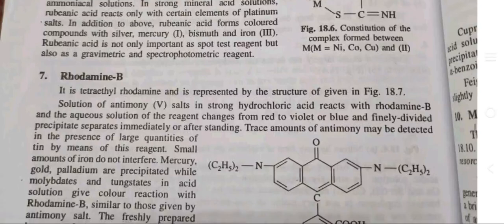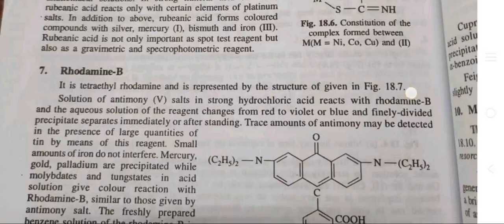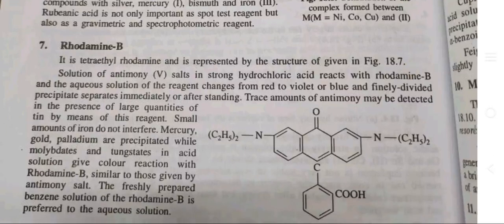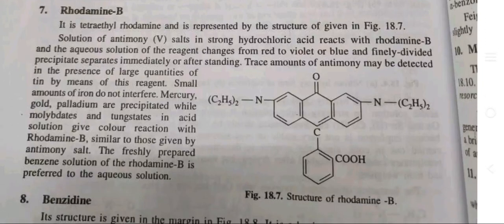Seventh is rhodamine B. It is tetraethyl rhodamine and is represented by the structure in the figure. Solutions of antimony salts in strong hydrochloric acid react with rhodamine B, and the aqueous solution of the reagent changes from red to violet or blue, and finally a finely divided precipitate separates immediately and on standing. Trace amounts of antimony may be detected in the presence of large quantities of tin by means of this reagent. Small amounts of iron do not interfere.